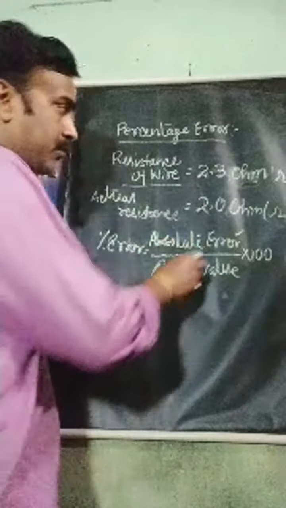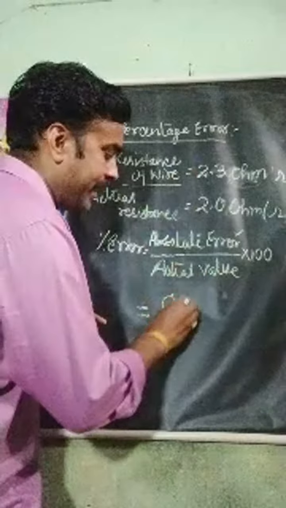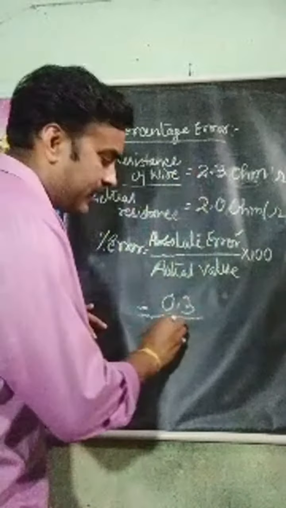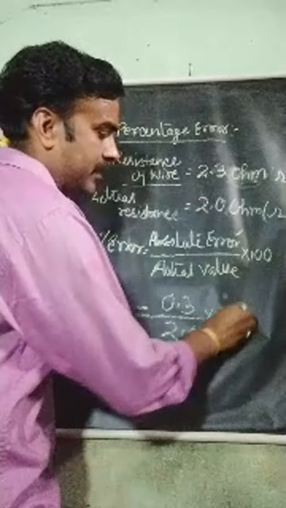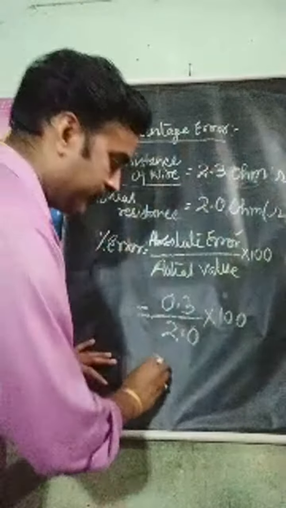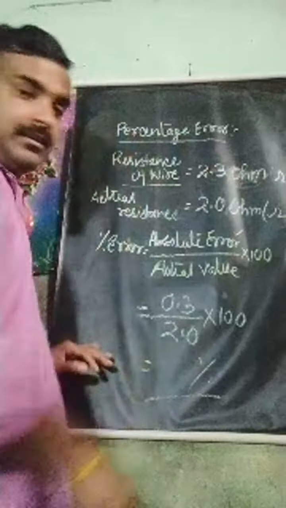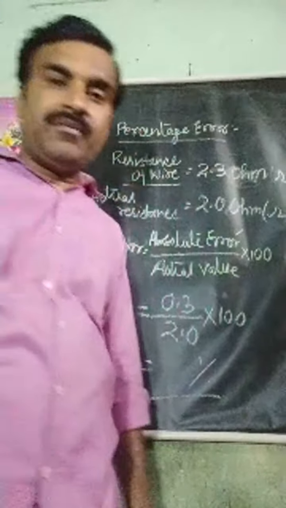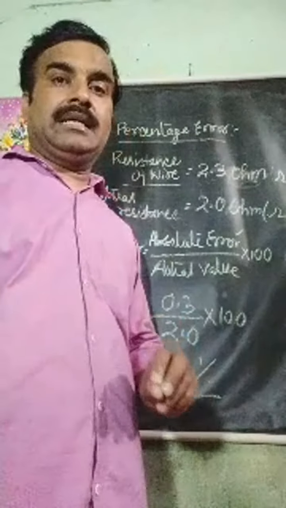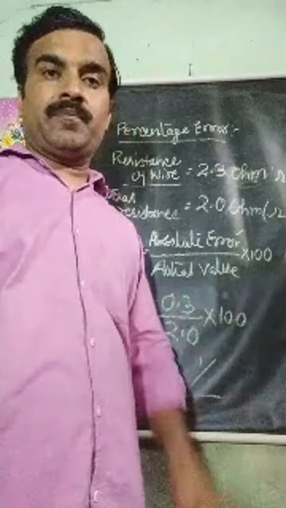Now the difference between both can be taken as the absolute error. So the absolute error, the difference between both, is 0.3, and below it you will get 2.0, multiplied by 100. Now calculate it. Whatever the result you will get, that will be the percentage error. By this way we can calculate the percentage error of any object.